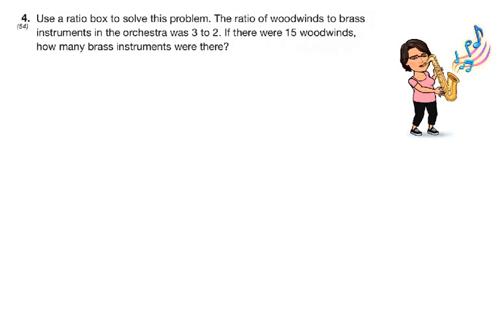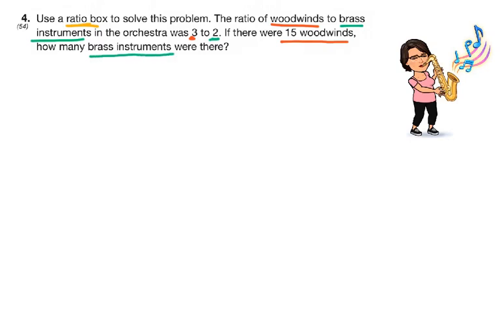Number 4, use a ratio box to solve the problem. So I want a ratio box. The ratio of woodwinds to brass instruments in the orchestra was 3 to 2. If there were 15 woodwinds, how many brass instruments were there?